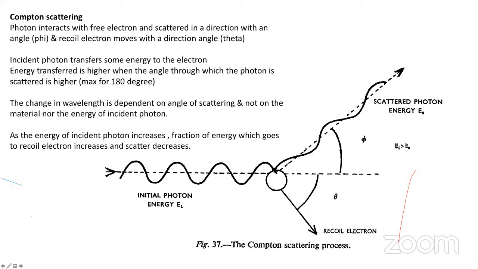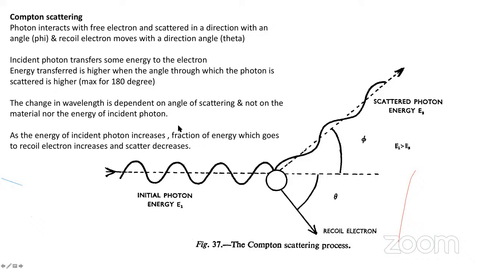So the incident photon will always transfer some energy whenever it hits. If it is not transferring any energy, then it's a different kind of interaction, Rayleigh scattering or some other, where it just goes without transferring any energy. Here it hits and transfers energy, and the transferred energy is higher when the angle through which the photon is scattered is higher, and the maximum is at 180 degrees. If you have played snooker or billiards, you would see that the angle with which you hit the ball with your striker will determine which ball moves in which direction and with how much energy.